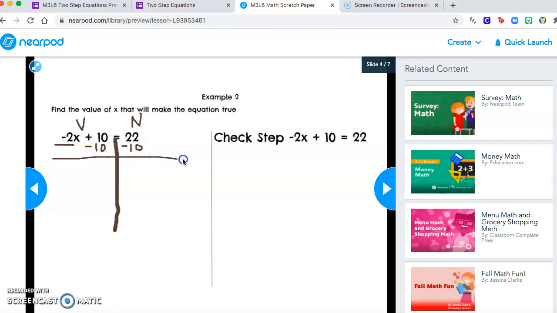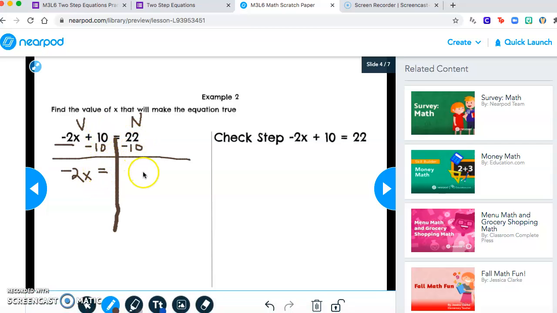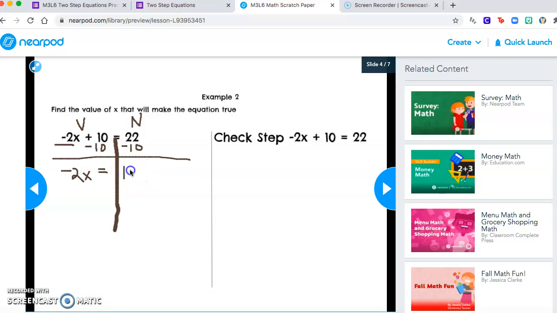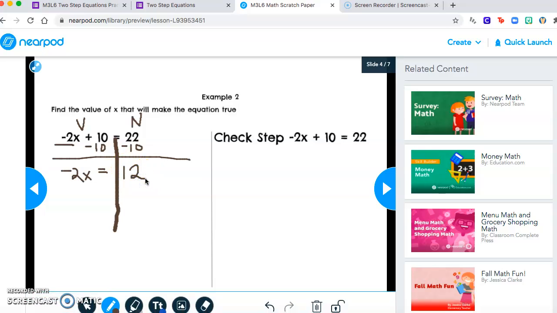So if we have plus 10, we subtract 10 on both sides, which we kind of already did last time. So we would know that what we get is negative 2x. 10 minus 10 gives me 0, so we just put equals. 22 minus 10 is 12. Okay, now here's the part where you always have to make sure that you do. We want to get 1x. We don't want negative 1x.